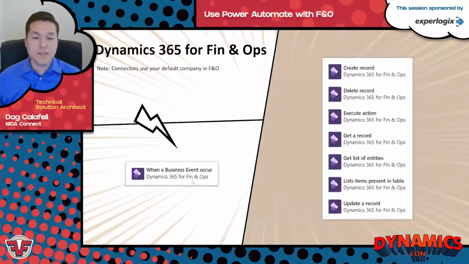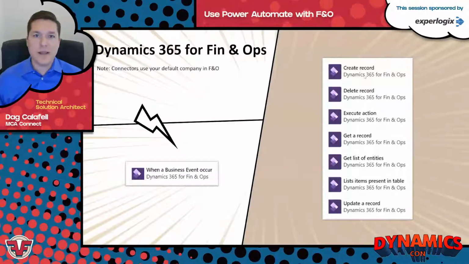So on the left here, as a trigger, we have whenever a business event occurs. This is actually very flexible. I'll show you in a moment. And on the right side, you can tell that there's create, delete. You can execute actions. You can get information and update information as well.